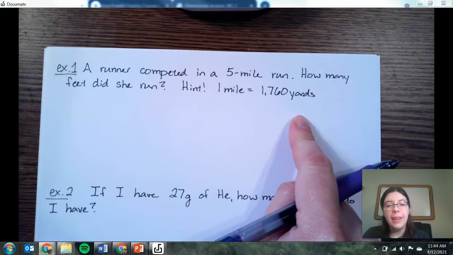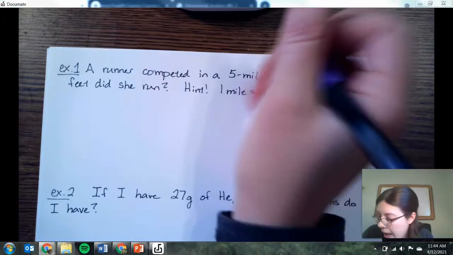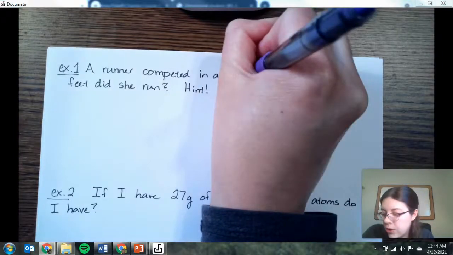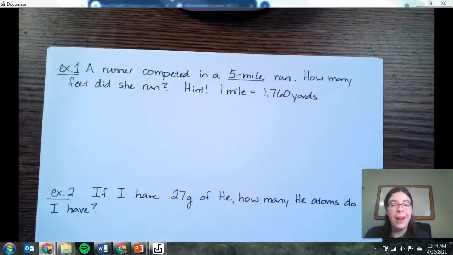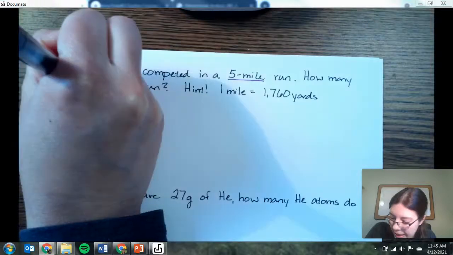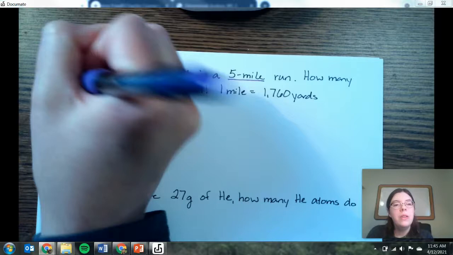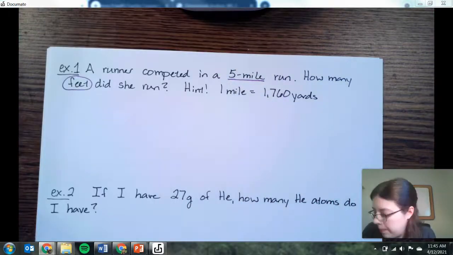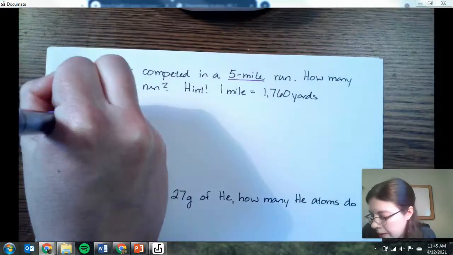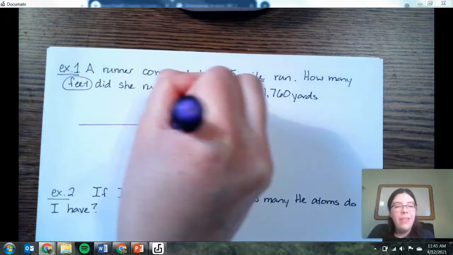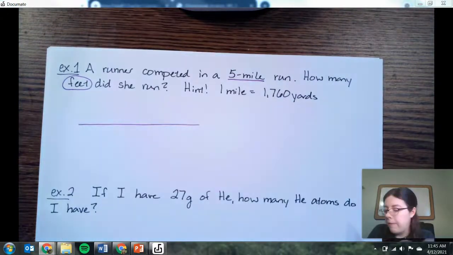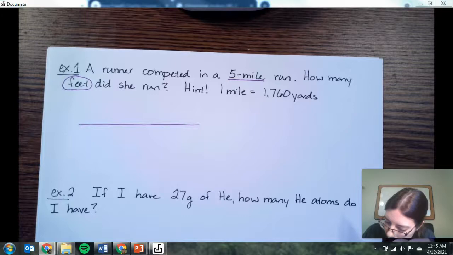So the first thing I want to do is I want to underline my given, which in this case is 5 miles. So we want both the number and the unit. So 5 miles. Then we want to go ahead and circle what we are trying to find, which is feet. Okay. So now if we start to set up our factor label table, so remember we draw that horizontal line, and then our given is going to go into the very first spot. So that is going to be 5 miles.